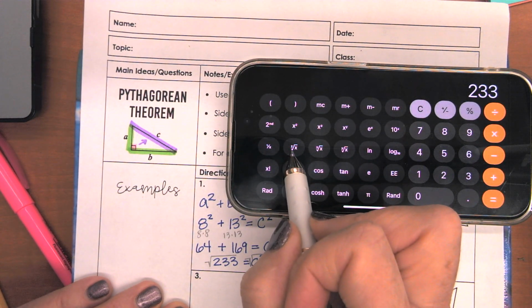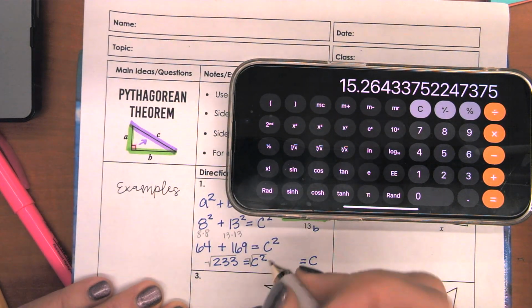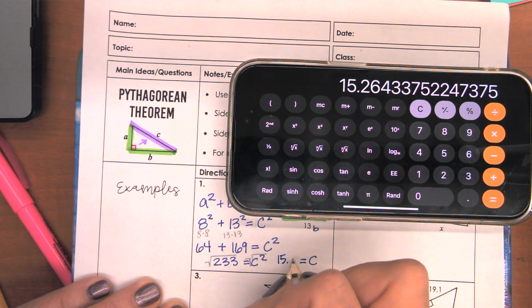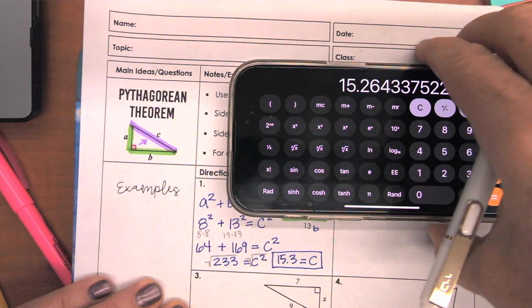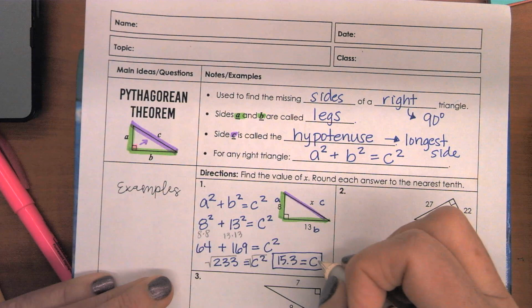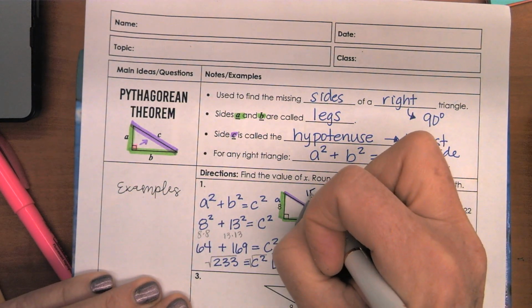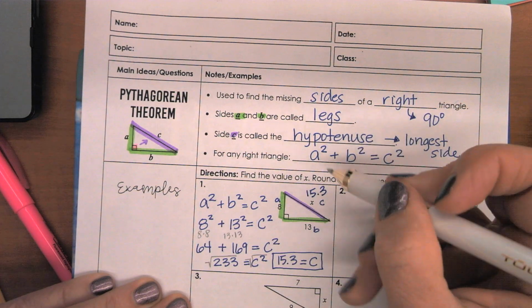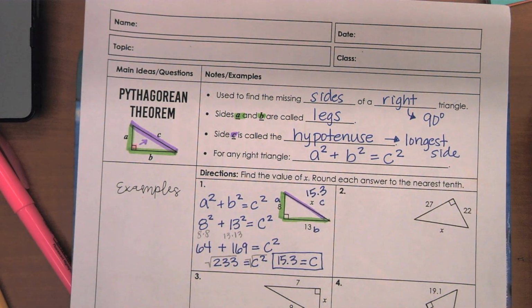So what I can do is I can hit that button and notice I got 15.26. So I'm going to round that to 15.3. And that is my c. And since c is the same thing as x, I know that this x up here is 15.3. That is how long my hypotenuse is.